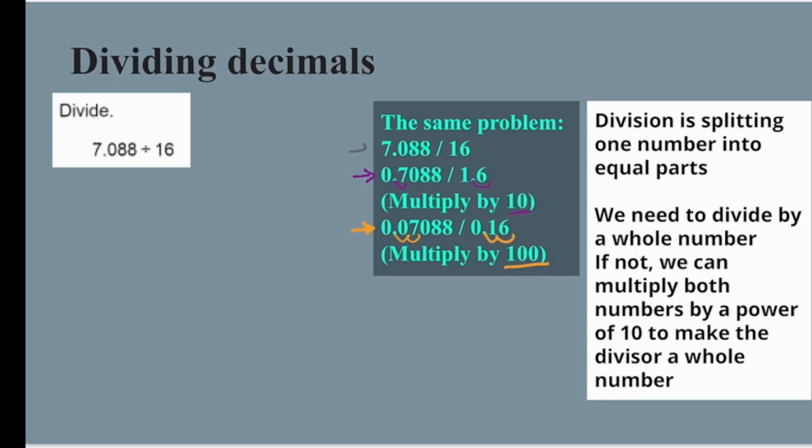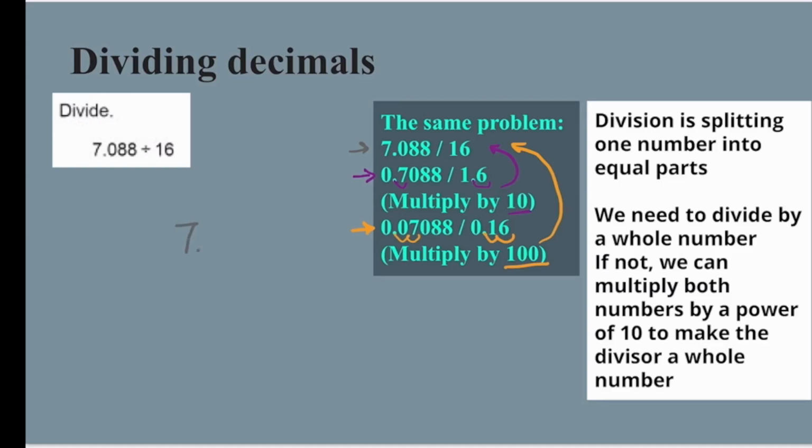The problem we're doing is 7.088 divided by 16, so 7 and 88 thousandths divided by 16. All three of these problems are equivalent when you actually multiply by 10 or by 100. Those problems will end up looking the same way. So this is straight up division.